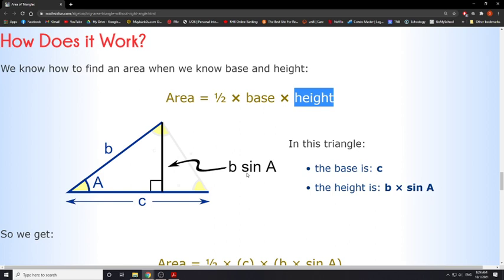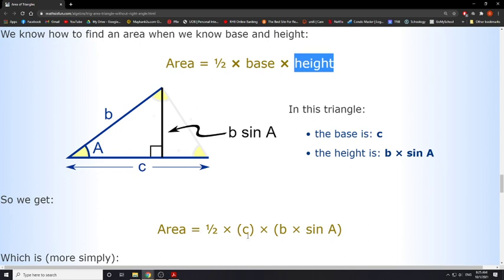Sine is opposite over hypotenuse. I'm looking for my height, which is the opposite, so sine A equals the height over the hypotenuse. In this case, the hypotenuse is b. If I manipulate it a bit, you can try it out later, I will get height equals b sine A. So that's how I can get my formula.